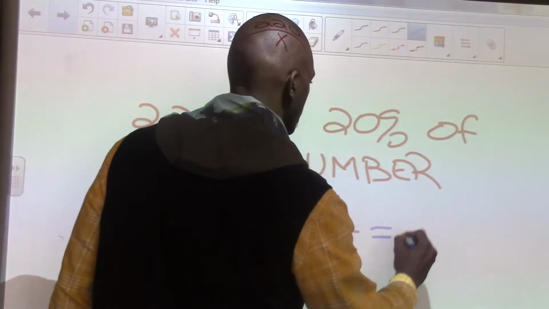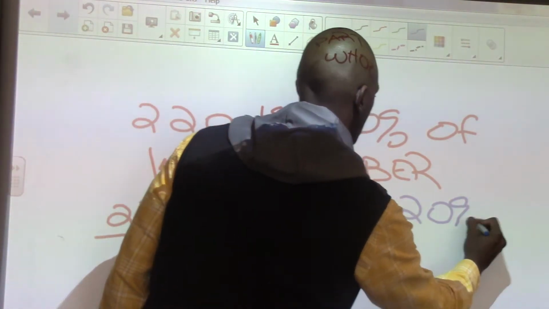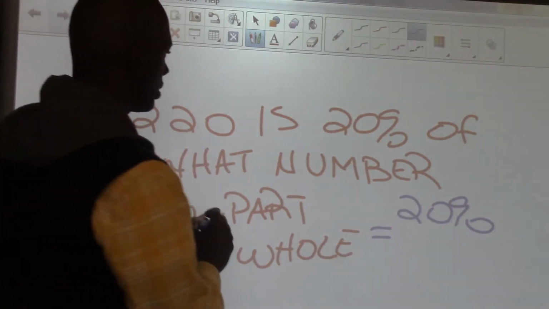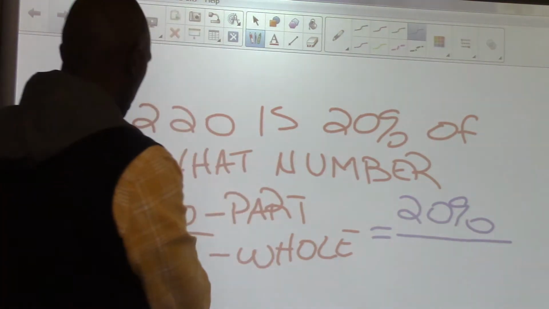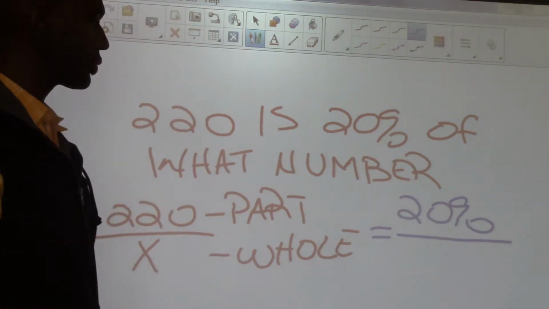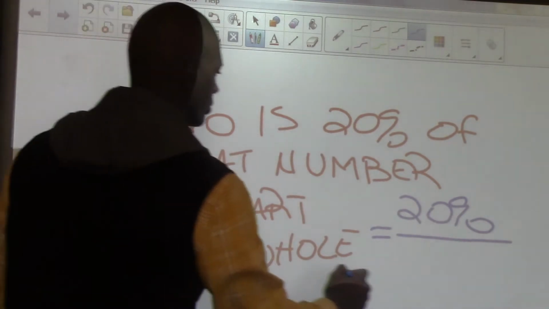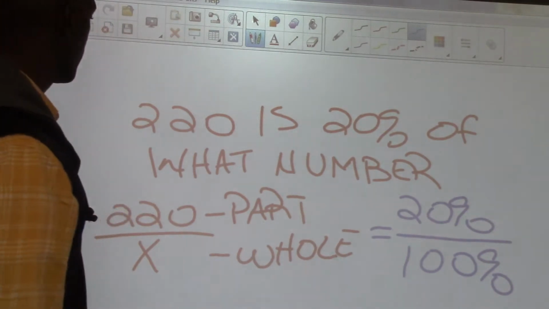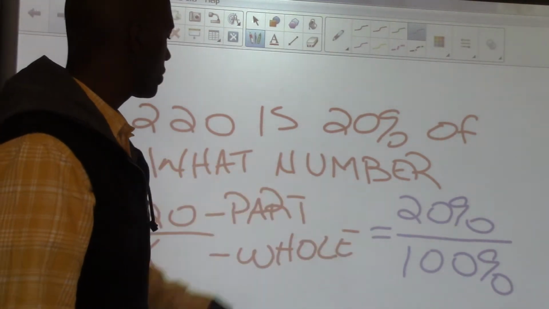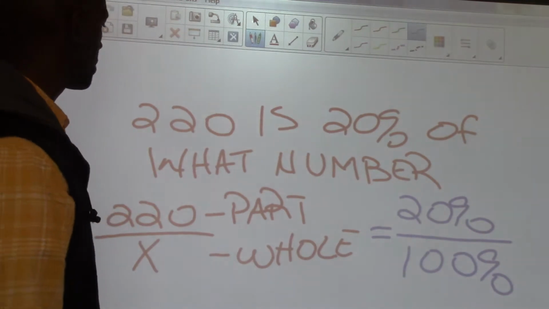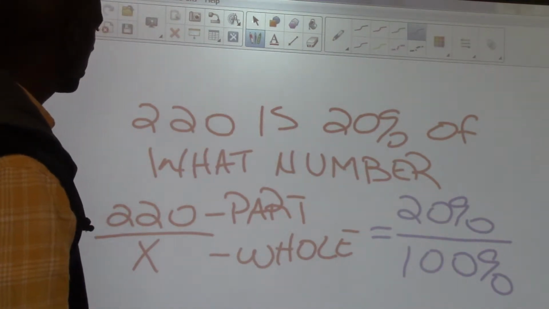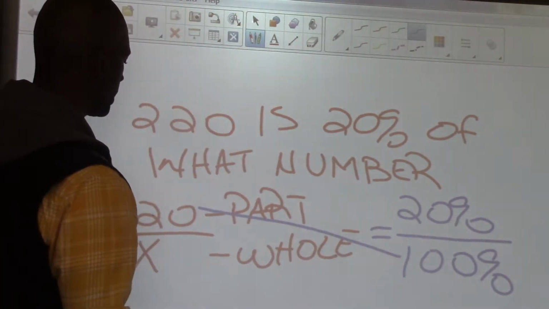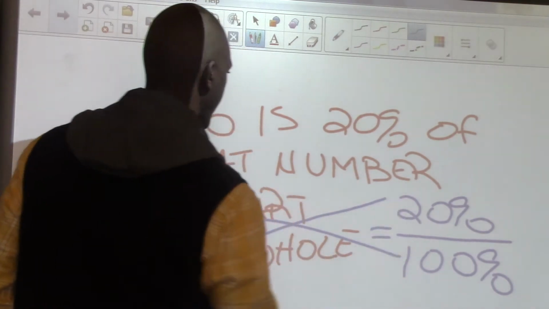So we set our proportion up. We're going to set 220 equal to 20%. We know that X is the whole, and that the whole is always 100%. So we're going to set X equal to 100%. 220 over X equals 20% over 100%. So what we're going to do is cross multiply: 220 times 100 and X times 20.